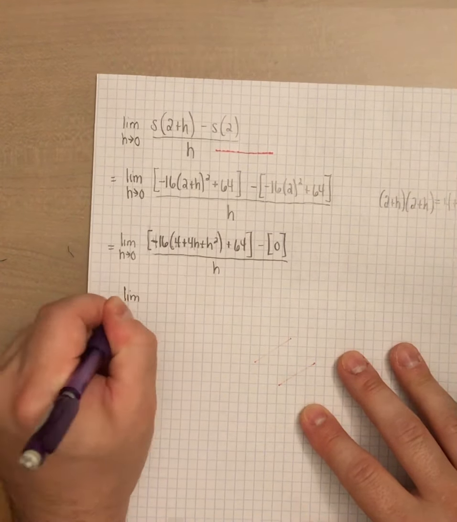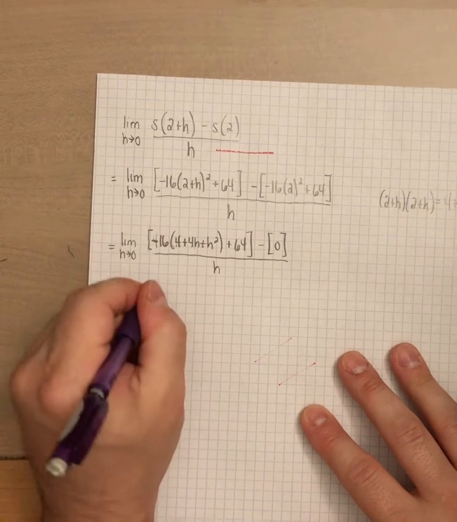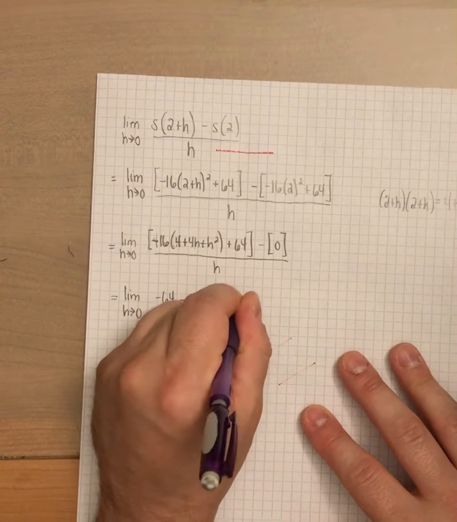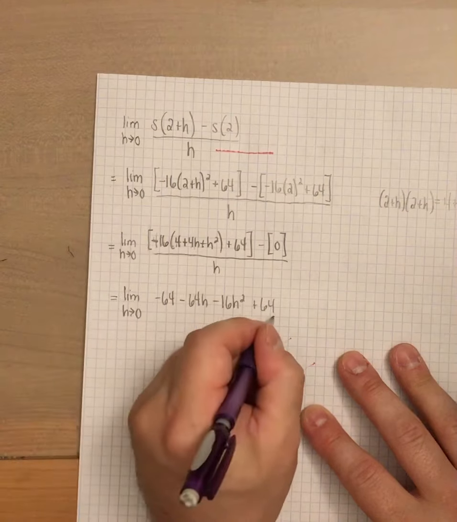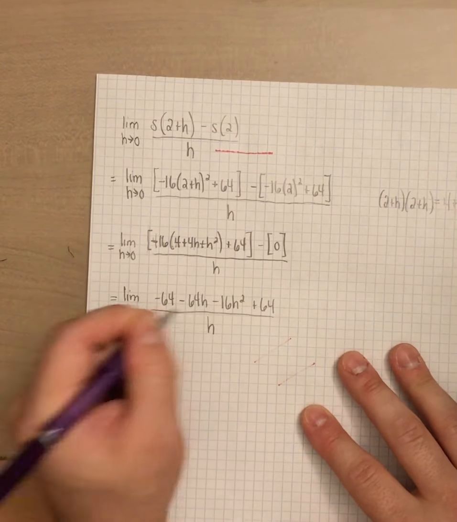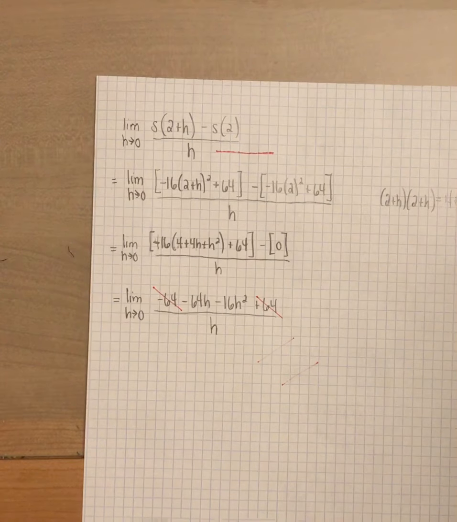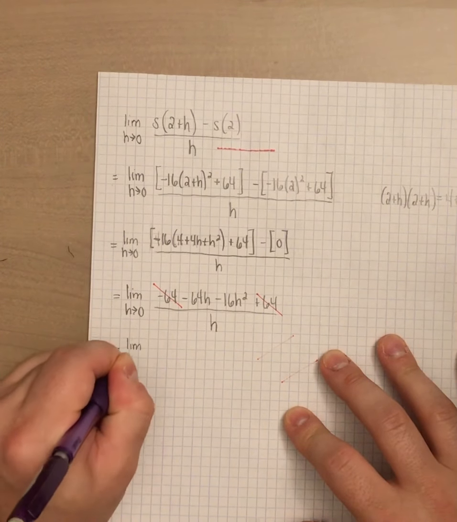This part actually cleans up pretty nicely. The negative 16 distributes, and we have negative 64 minus 64h minus 16h squared, and then plus 64 all over h. Note here that the constant terms cancel out. And what we're left with in the numerator is an expression where every term has a factor of h in it.